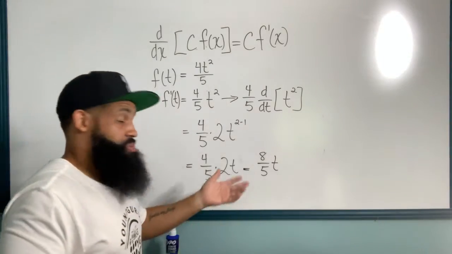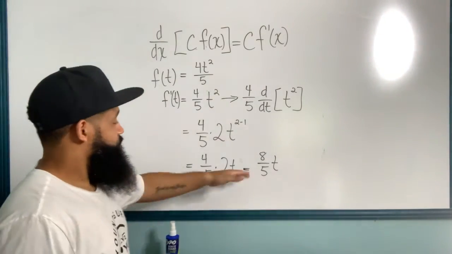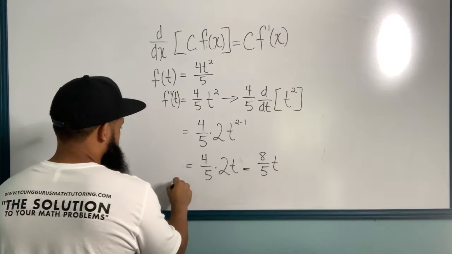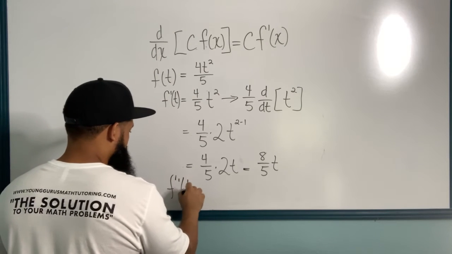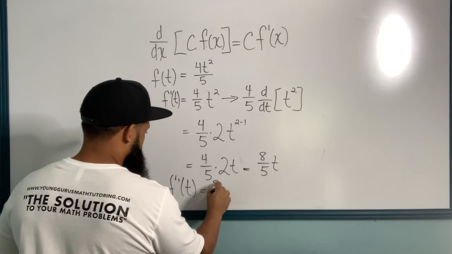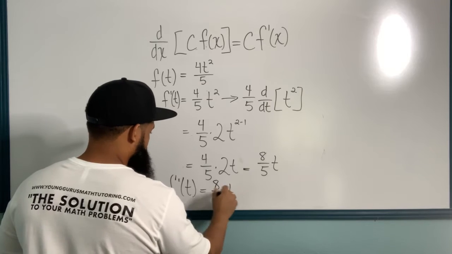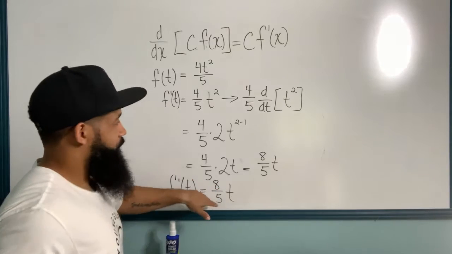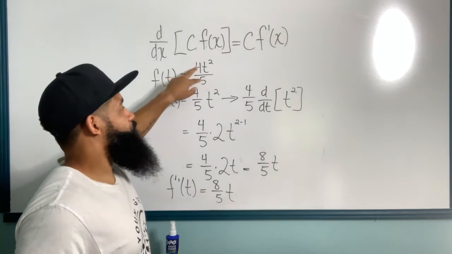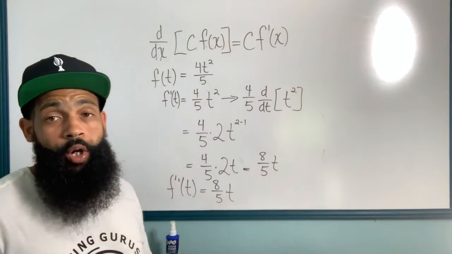And when I have 8/5 t, that is basically the final derivative. So f prime of t is equal to 8/5 t. All right, that's your final derivative when we start off with 4t squared over 5.